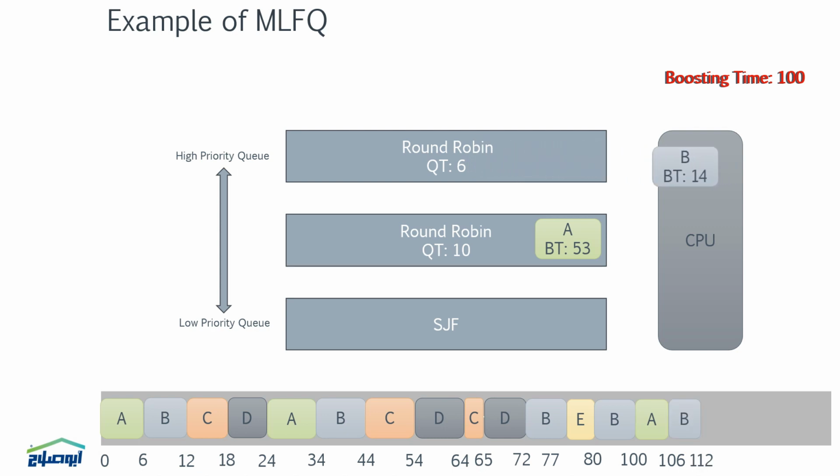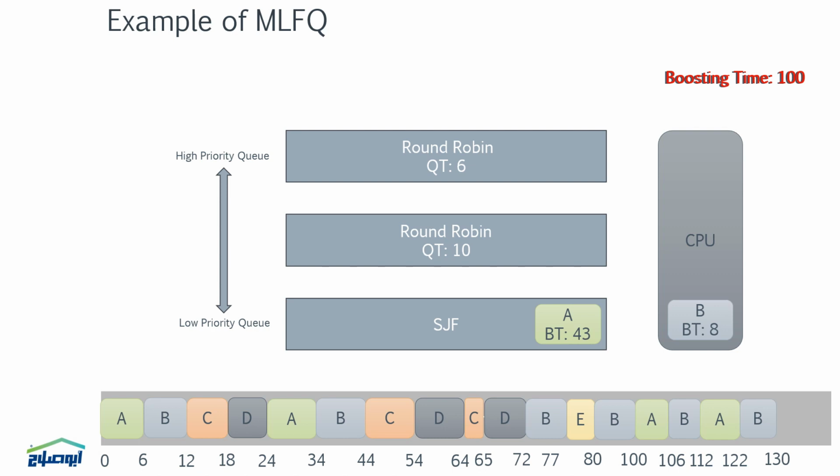The remaining burst time of Process A is 53 units of time, and Process B is 8 units of time. Process A enters the CPU, and after 10 units of time, it moves to the third queue. Process B enters the CPU and is processed and completed in 8 units of time. The only remaining process now is A with a burst time equal to 43.